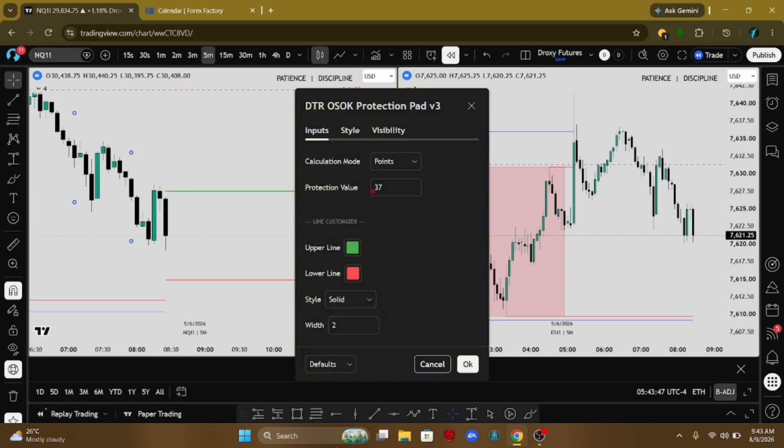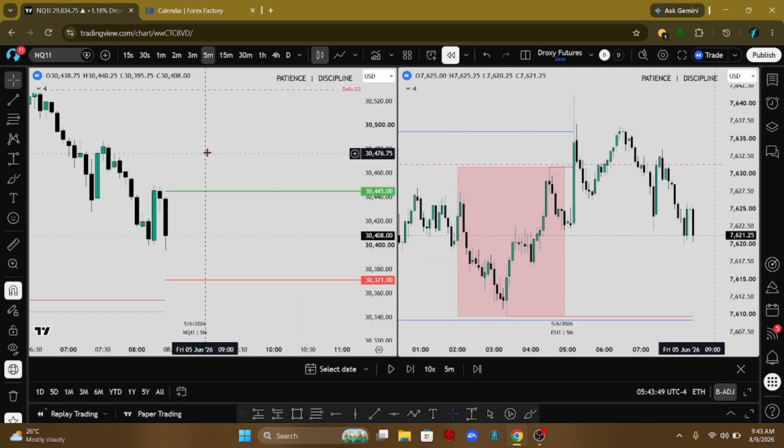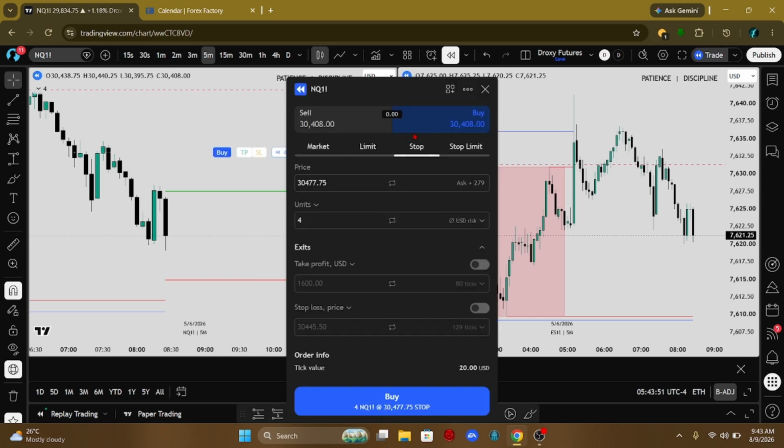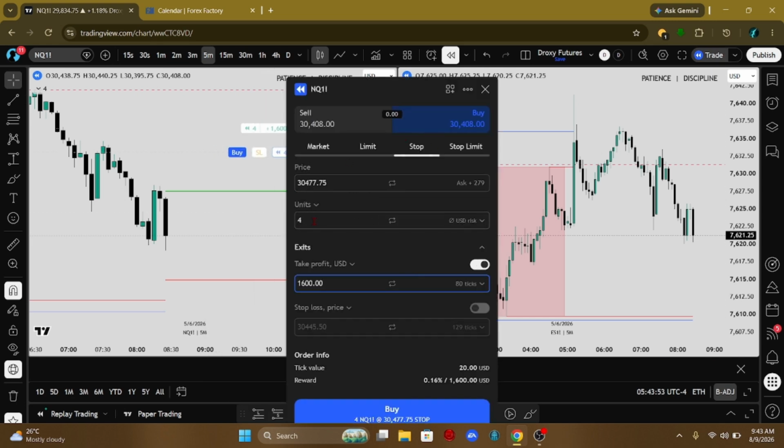I'm using a pip size of 37. So I come here, I add an order, buy stops, I go for 4 minis, 1600. If I was using MNQ, I would have gone for 40 micros. But this one is minis, so I have to go for 4 minis, because that's the maximum Apex gives on a 25k account. I want to make 1500, but I have to pass it, which is like 1600.